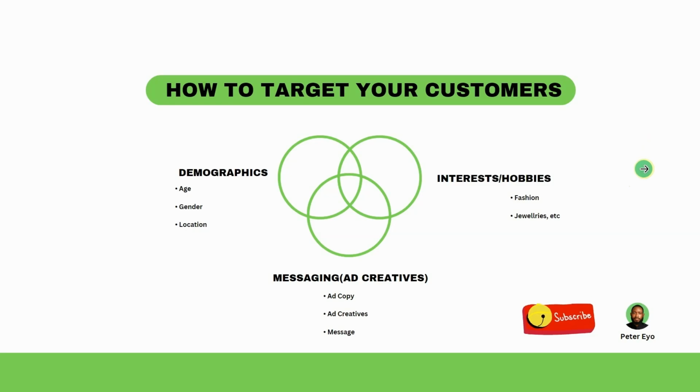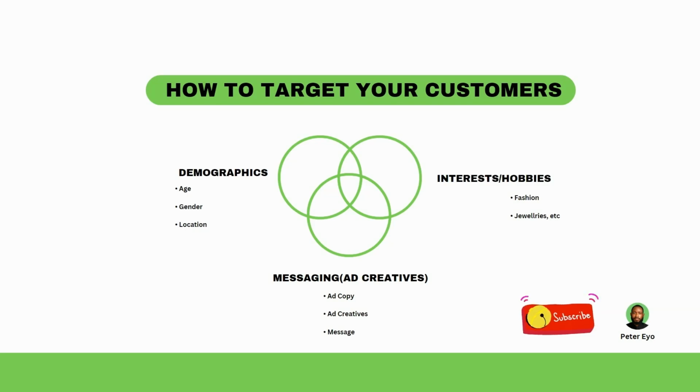The next thing you can use to target your customers is their interests and hobbies. You need to understand how interests and hobbies work. Let's say you are selling a ready-to-wear dress. You want to target people who are interested in fashion. Now, how does Facebook know they are interested in fashion?